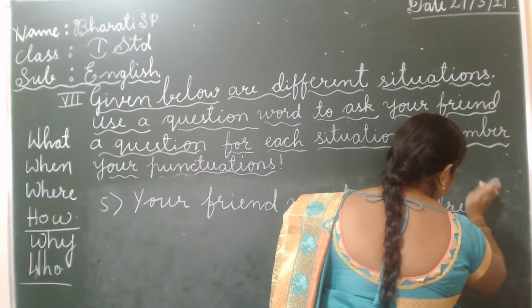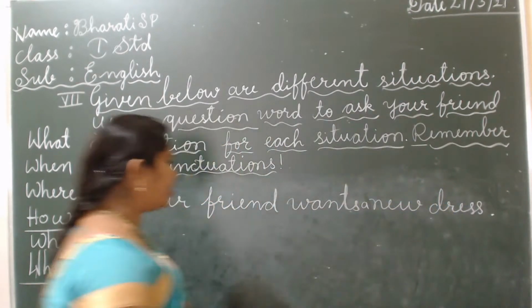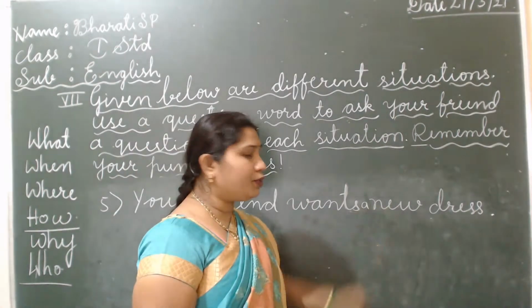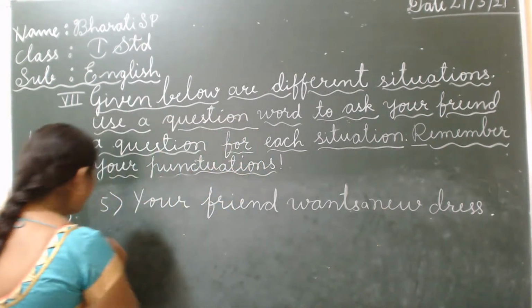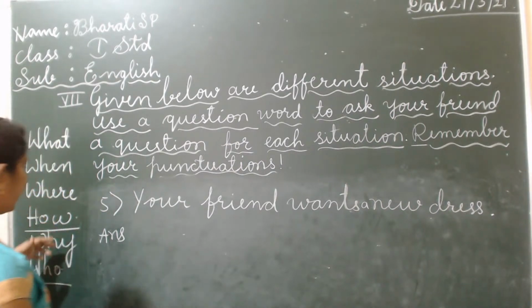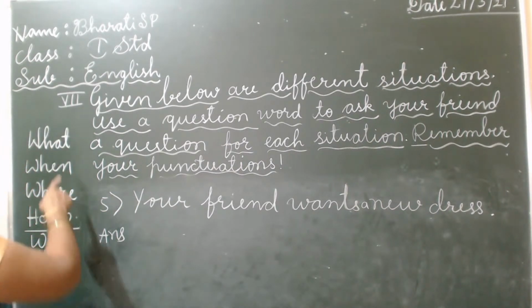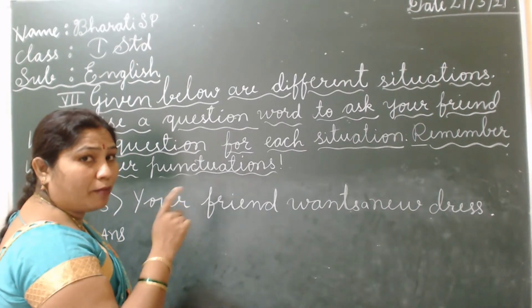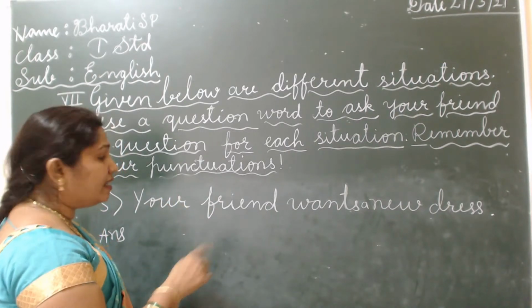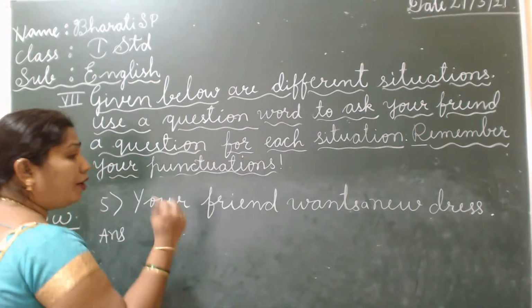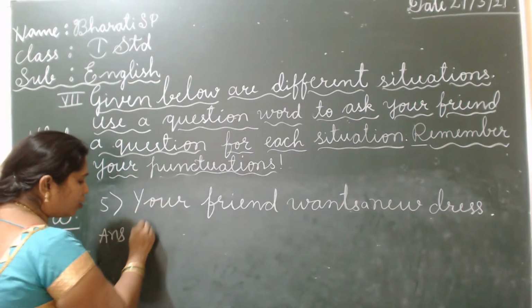New dress. See the situation, children, here. Your friend wants a new dress. Then what do you want to write here, children? Which question word do you want to use? Yes, your friend. What? You want to know something about a person or a thing. Then you need to use the question word what. What do you want? How to ask the question?